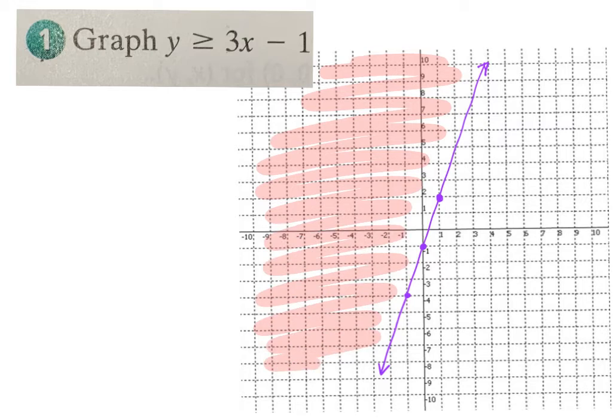So go ahead and check your work. For this one, your y-intercept is -1. So you're going to start on -1 on the y-axis. Your slope is 3 over 1. So you're going to go up 3 and right 1 or down 3 and left 1. And then it's or equal to, so we're going to do solid and above for greater than.